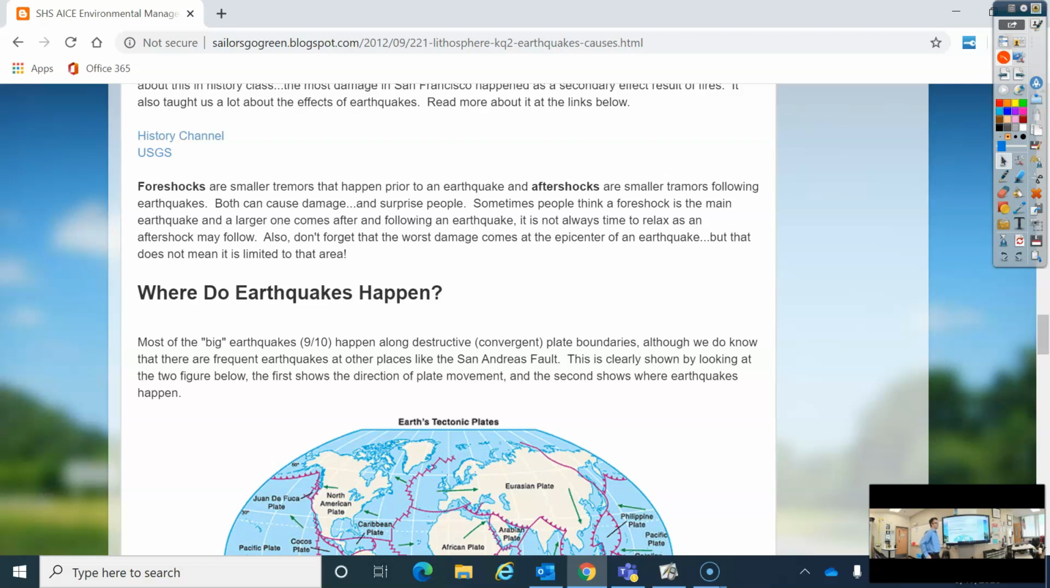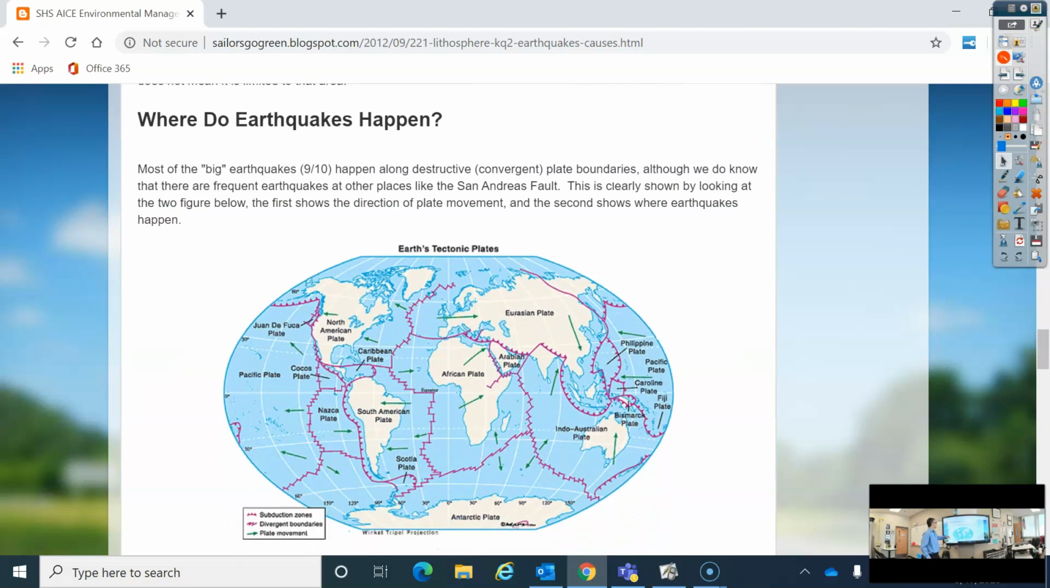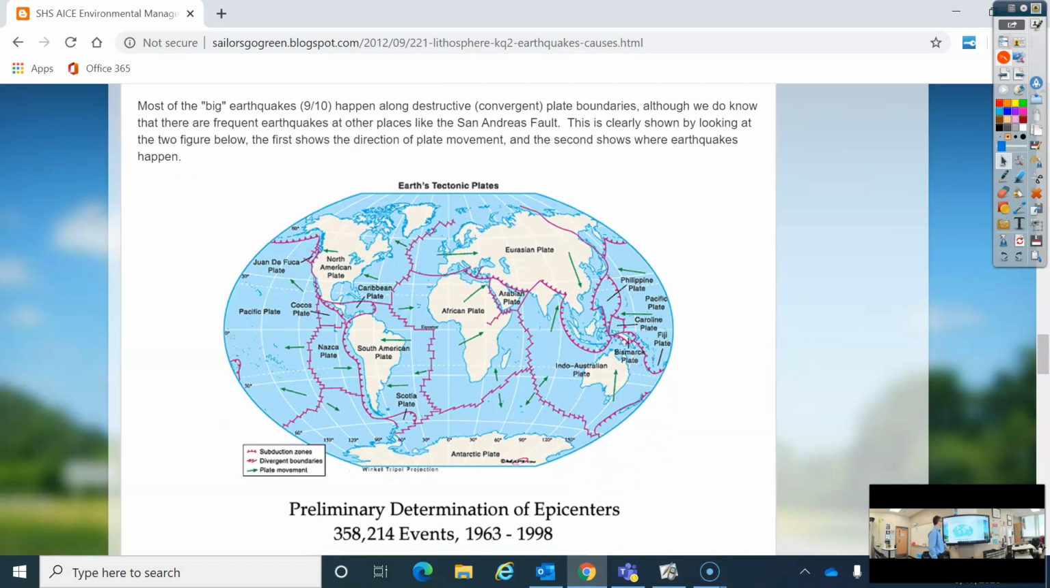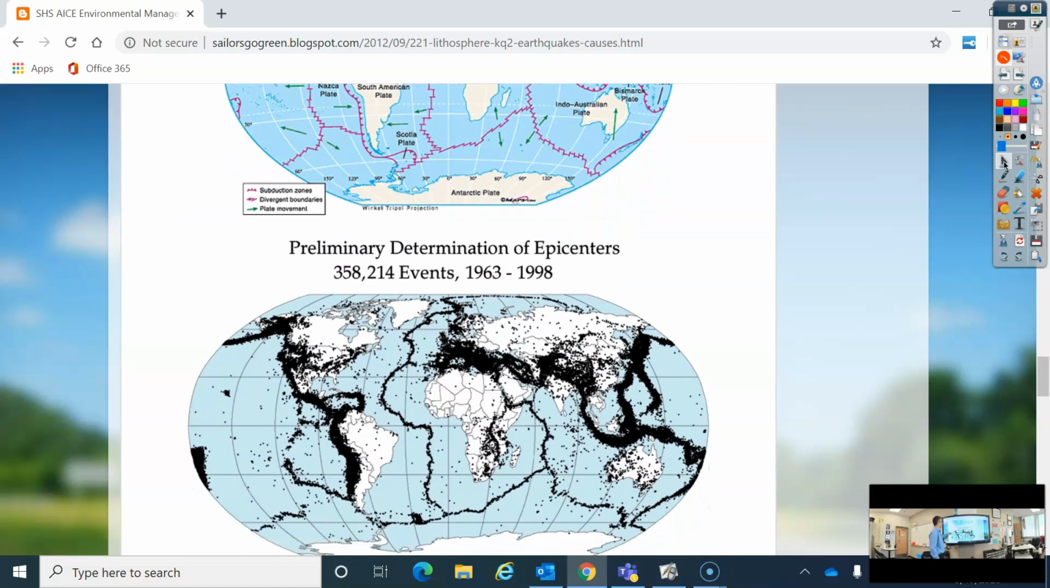So it's not always time to relax once you've felt an earthquake and gone through it. Where do earthquakes happen? Most of the big earthquakes, 9 or 10, happen along convergent boundaries, so boundaries that come together. Although we do know there are frequent earthquakes at other places like the San Andreas Fault, like we've talked about. This is clearly shown by looking at the figure below.